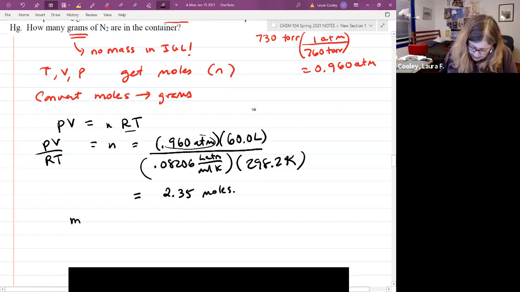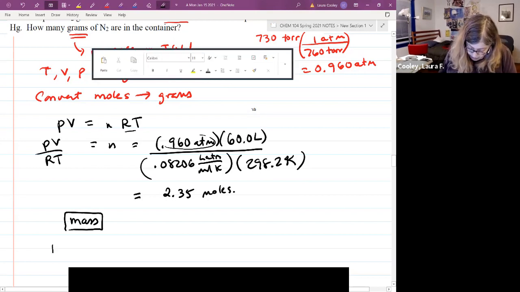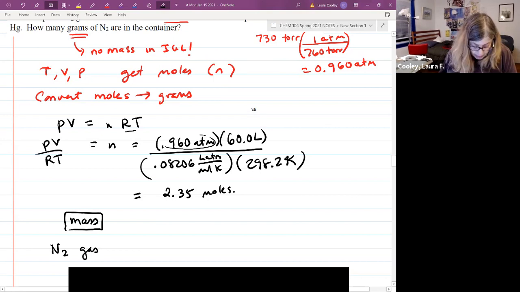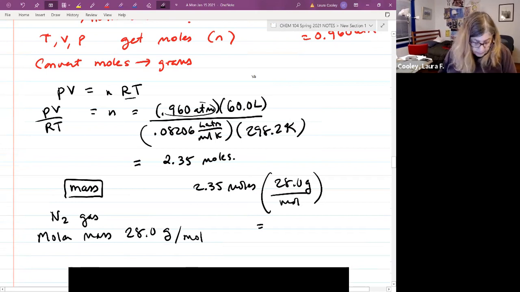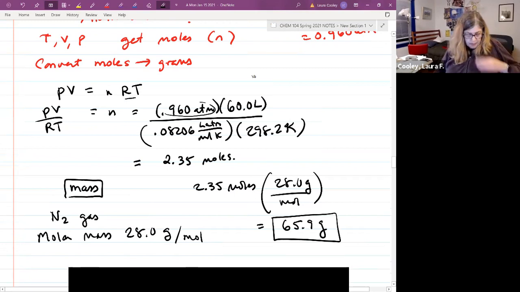So what about the mass? To do that, you have to know what gas it was, right? And it says it was nitrogen. So it was N2 gas, which has a molar mass of 28 grams per mole. So we'll take our 2.35 moles and convert it. Then we get 65.9 grams.